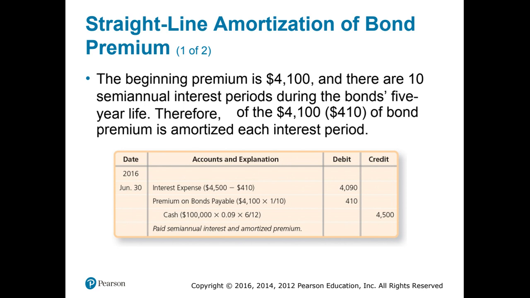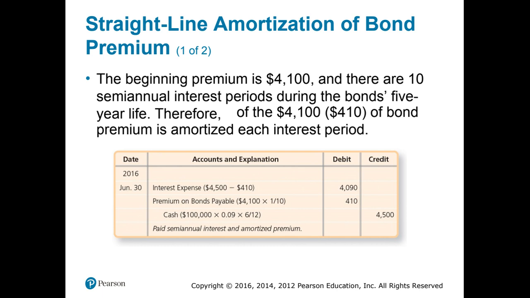So the beginning premium is 4,100, and there are 10 semi-annual interest periods during the bond's 5-year life. Therefore, of the 4,100, $410 of the premium is amortized every interest period. So we have to debit our interest expense for this amount, and they found that by taking the 4,500 minus 410, and that gave them the 4,090.